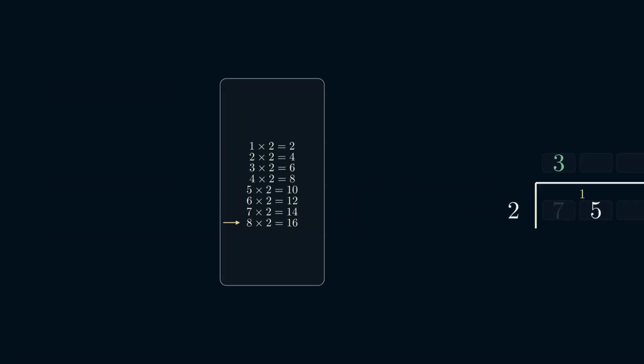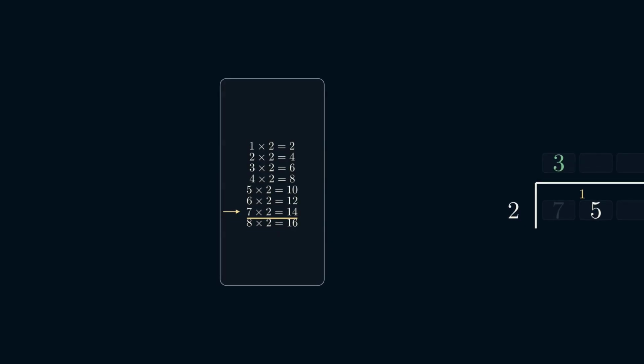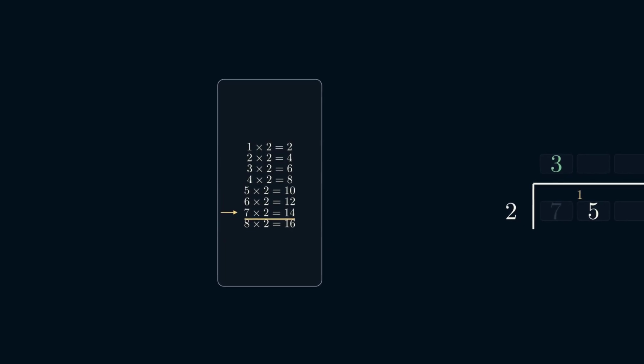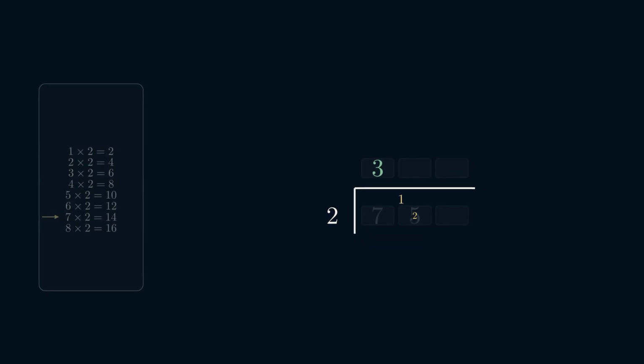Now the active chunk is 15. We scan the 2 times table again. 2 times 7 gives 14. 2 times 8 gives 16. And that is too far, so 2 fits into 15 7 times, with 1 left over.